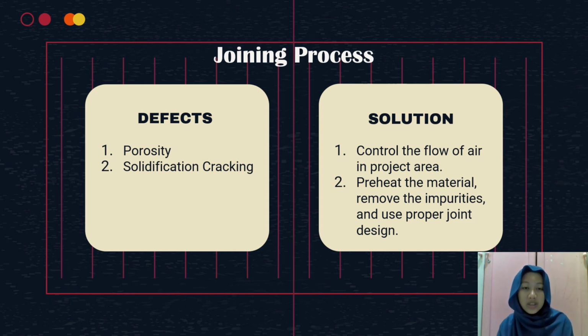So the second one is solidification cracking. Since the car door frame was made from aluminum and some aluminum alloys have a wide range of solidification temperature, they tend to crack during the welding process. In order to prevent this defect from happening, we need to preheat the material, and the impurities on the metal must be removed before we start our welding. And last but not least, use proper joint design.